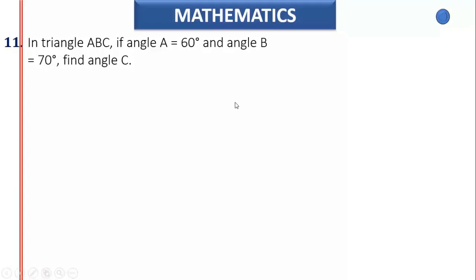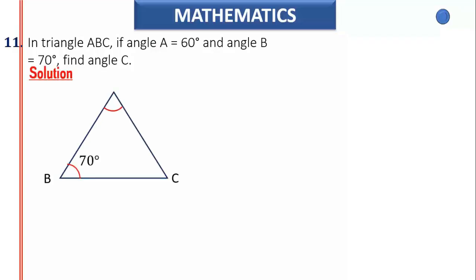Okay, let's take a look at this question. In triangle ABC, if angle A equals 60 degrees and angle B equals 70 degrees, find angle C. Of course, this is a visual representation of the image given. This is a triangle, angle A, that's 60 degrees, which is what you have here, and angle B, 70 degrees. You can see B, you can see 70 degrees. And we have to find angle C, which is this small angle here.